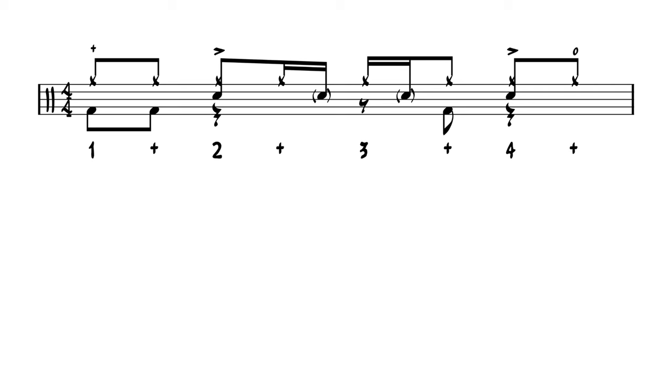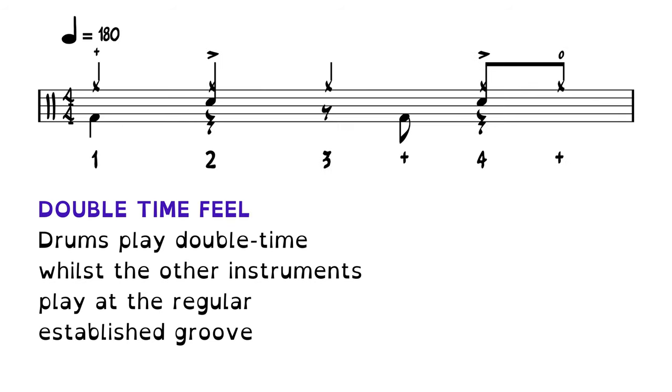Now here's an example of double-time feel, where the backbeat doubles up and the snare plays on the offbeats of the bar, while the rest of the instruments stay in the regular spot. If the instruction is to go double time without the word feel, it means the other instruments need to follow the double time as well.